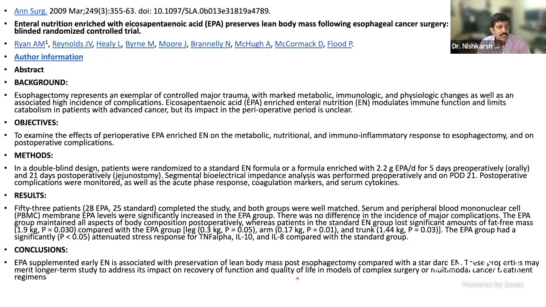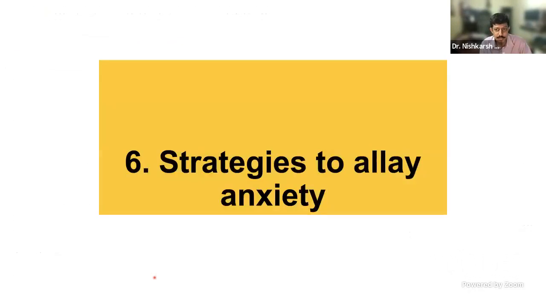Now, this was an interesting study published in 2009, and they showed that EPA supplemented early enteral nutrition was associated with preserved lean body mass post-esophagectomy compared to standard enteral nutrition. These properties may merit longer study to address their impact. So icosapentaenoic acid-based nutrition had overall improved the lean body mass of the patient.